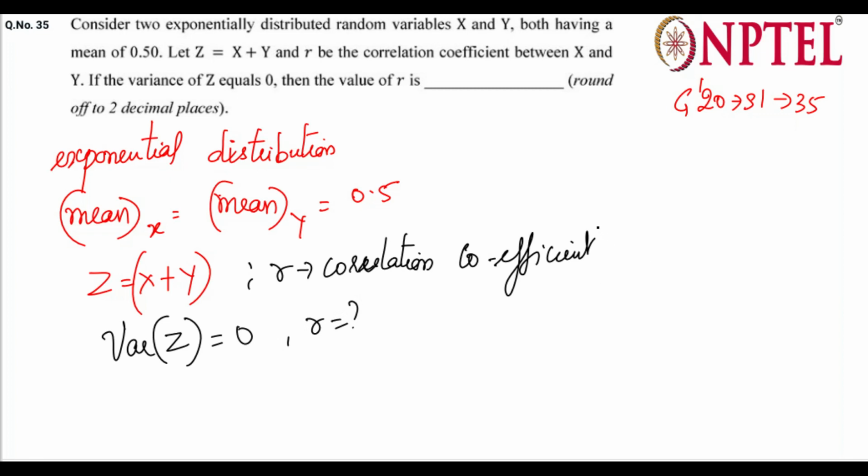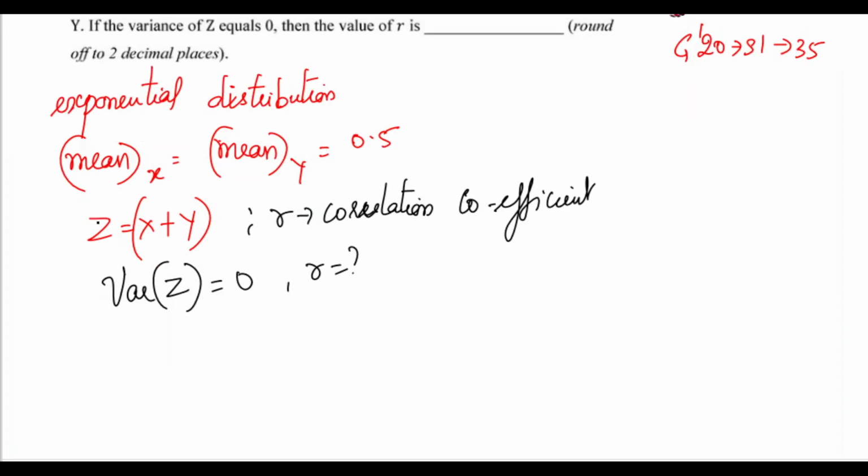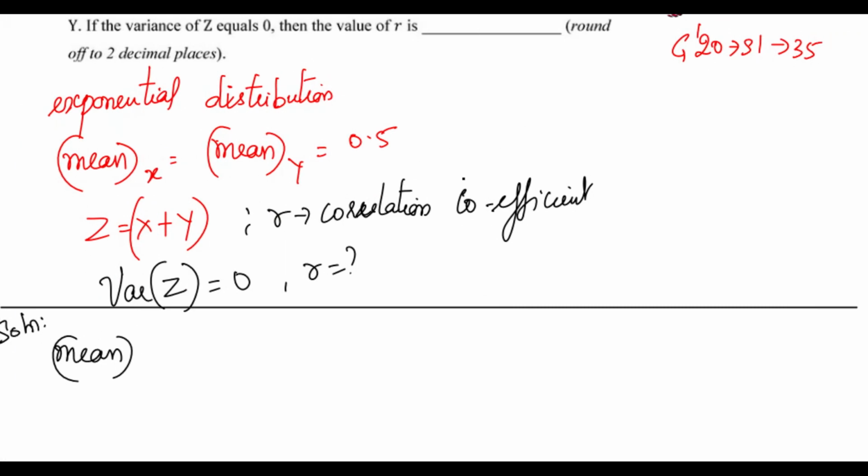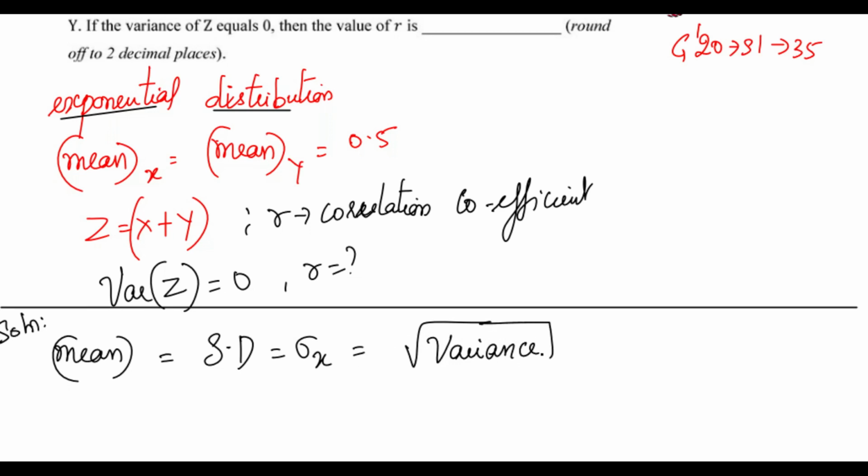Now the important thing we need to know here is, in exponential distribution, the mean of a variable is actually equal to its standard deviation, which is sigma x. Mean of x is going to be sigma x in exponential distribution alone. Mean is the standard deviation, which is also equal to root of variance. So first thing to have in mind is this.